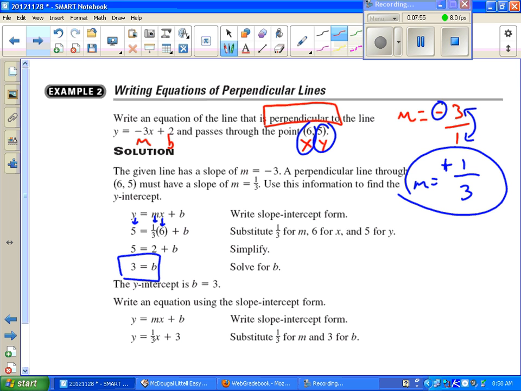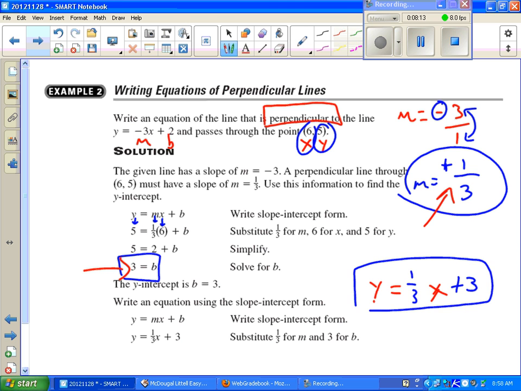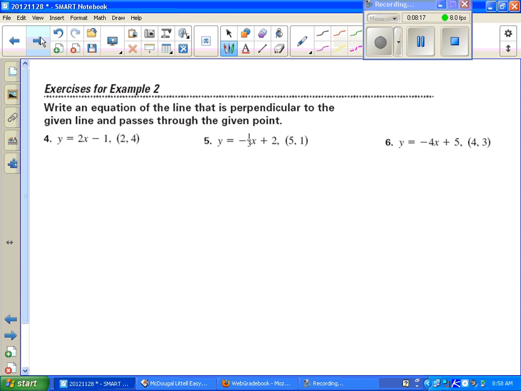So you have both of your values you need. You have your slope and you have your intercept, or your y-intercept. So plug those in. Y equals, skip a space, and then an x. Your slope value is 1/3, and your y-intercept value is a positive 3. So y equals 1/3 x plus 3.